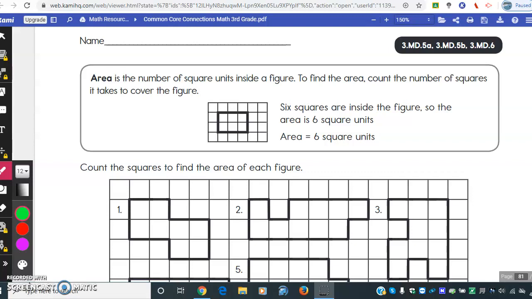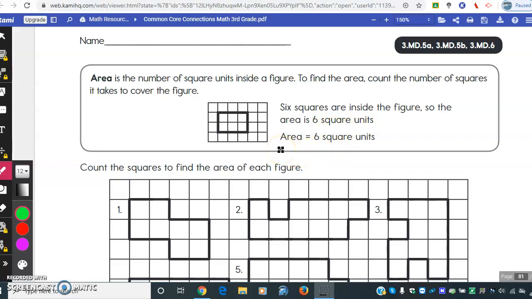And this is a review, so I want to remind you that area is the number of square units inside a figure. To find the area, count the number of squares it takes to cover the figure. They give you an example here, and the shape that they want you to find the area of is the area inside the dark black lined rectangle. It says 6 squares are inside the figure, so the area is 6 square units.